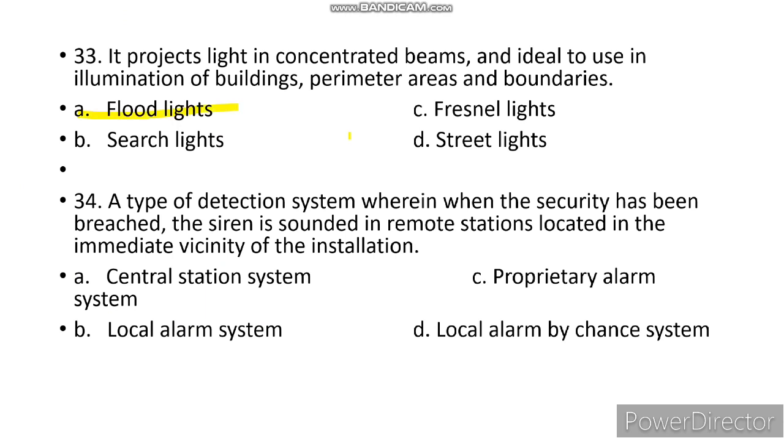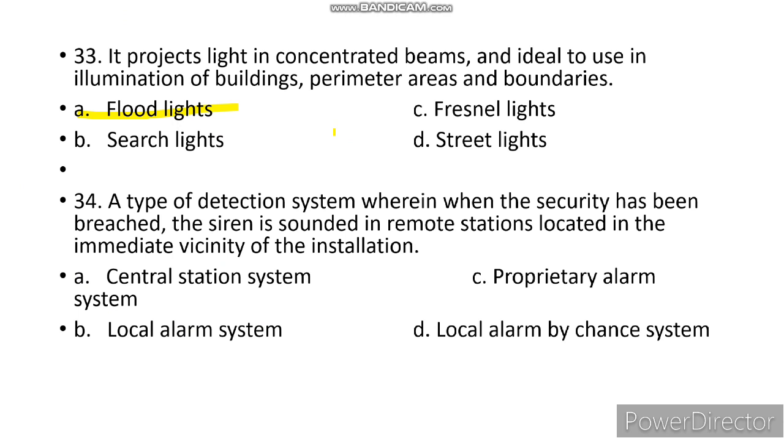34, a type of detection system wherein when the security has been breached, the siren is sounded in the remote station located in the immediate vicinity of the installation. So, it's a kind of detection system, di ba? Wherein kapag napasok yung security or yung building, meron tutunog na siren sa remote station.